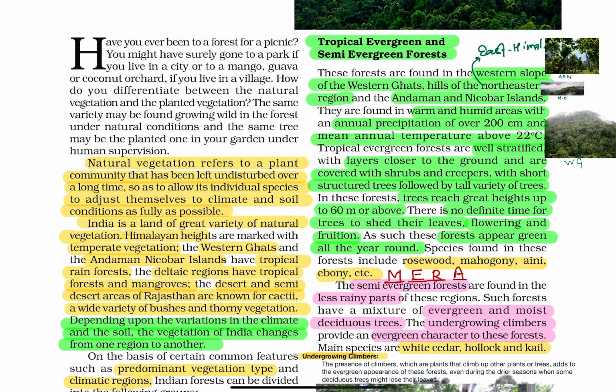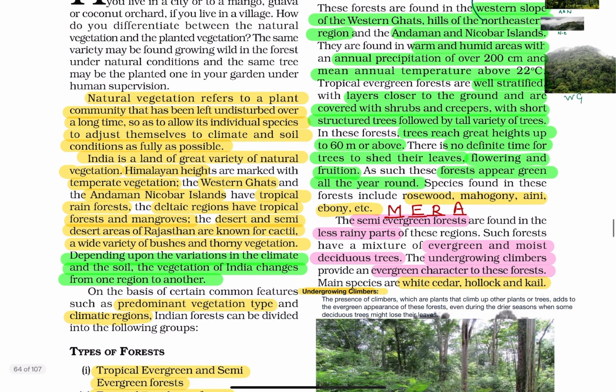And I have made a mnemonic to learn it, which is called MERA. Whenever tropical evergreen are rich, they are rich. So when someone is rich, we say, "Ye mera kuch lagta hai." So that's how you can learn it, MERA. M stands for mahogany, E stands for ebony, R for rosewood, A for any. Once you learn the mnemonic, I don't think you'll find it difficult. So this is about the tropical evergreen forest.